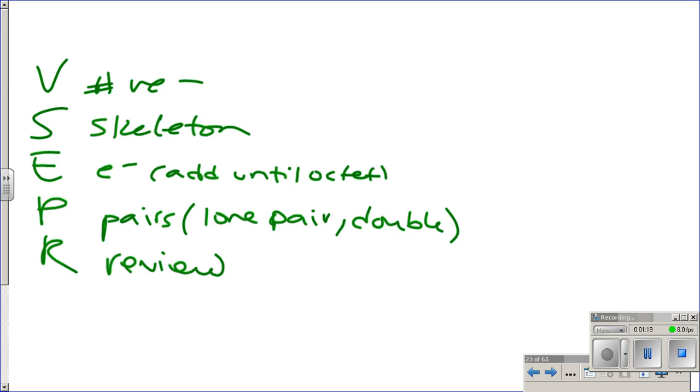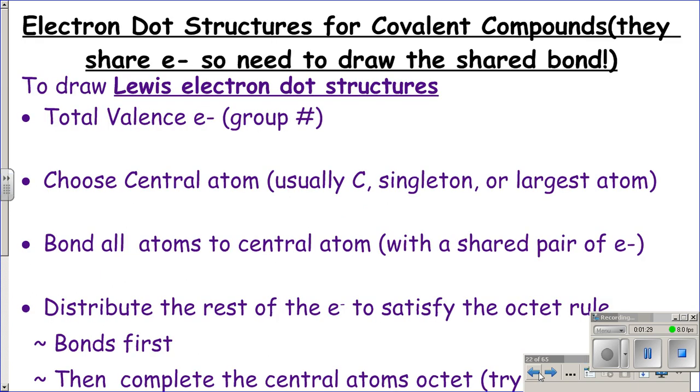There are a couple caveats though, because some of you were starting to look at the dot models for the lab, and you're like, I got 36 electrons. I've got all this extra stuff. What do I do with it? So this is the more expanded version of it. But tell me what each of these represents, and I'll tell you the last thing to write down for us. Total valence electron group, that's just V, right? Choose central atom. This is starting what part of the steps? Skeleton. So the skeleton actually is going to be choose central atom and add your bonds.